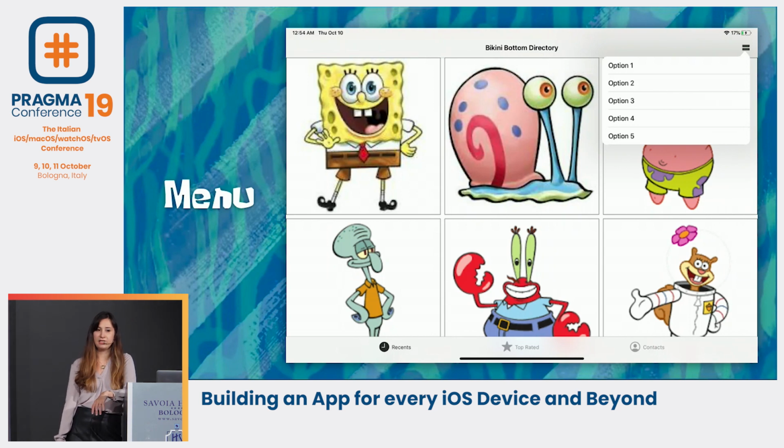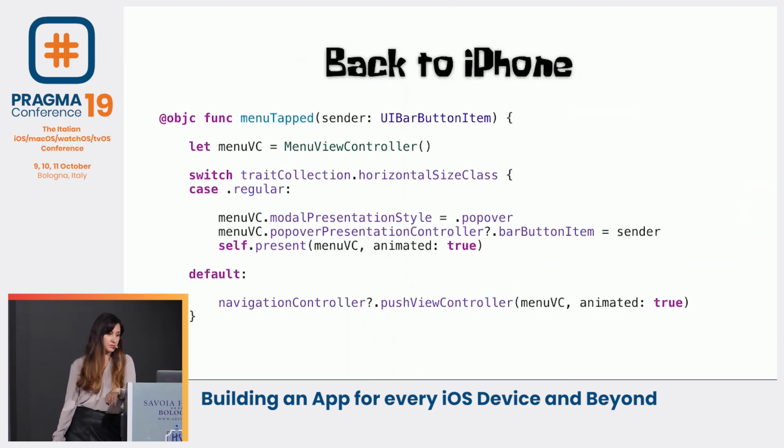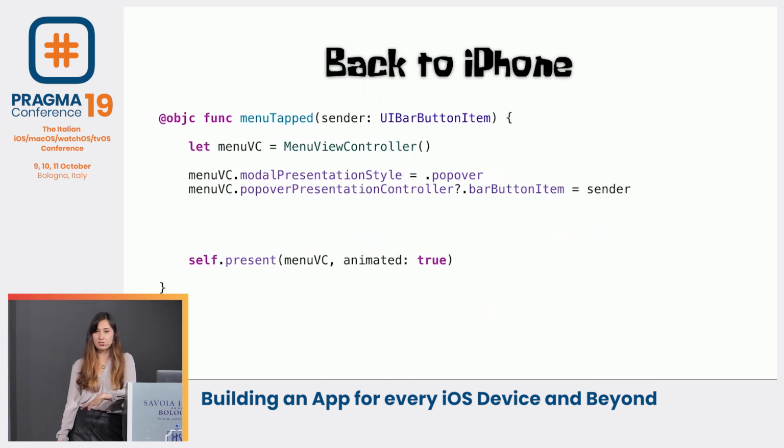In fact, I think that looks so nice. I want that same behavior on the iPhone after all, because by default it will just be pushed on, but I want the same popover. So let's go back to iPhone. This was our code for presenting the menu. Let's get rid of the conditionality.